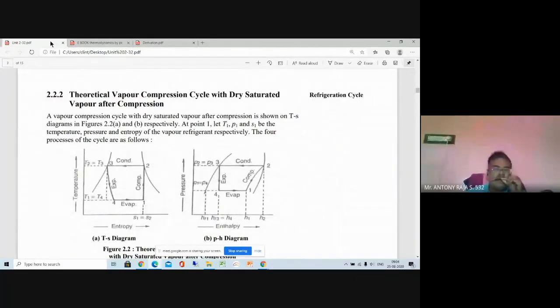Theoretical vapor compression cycle with dry saturated vapor after compression.